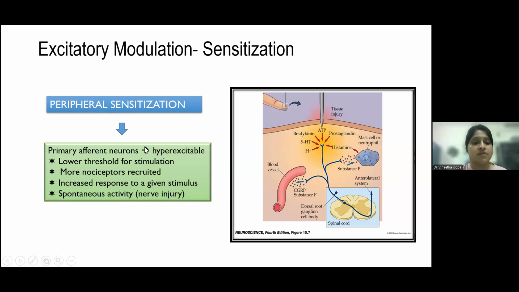So all these will lead to this hyperexcitable state in the periphery, where exactly the pathophysiology is, injury or malignancy, whatever it is. That leads to this peripheral sensitization, which leads to something known as primary hyperalgesia. Primary hyperalgesia means an exaggerated response to a noxious stimulus.